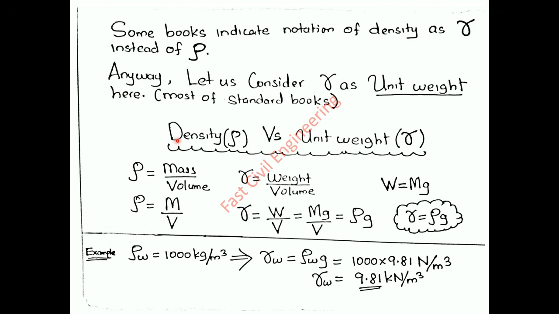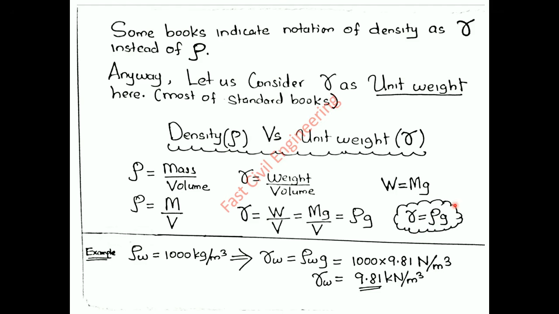Okay, what is the difference between density and unit weight? Rho versus gamma. Check. Rho is equal to mass over volume, M over V. Gamma is equal to weight over volume, or force over volume, W over V. W is equal to mg, mass into gravitational acceleration, or F is equal to ma, Newton's second law. W over V is equal to mg over V. This M over V is rho. So this is rho into g. That means gamma is equal to rho g. That is, unit weight is equal to density into g.